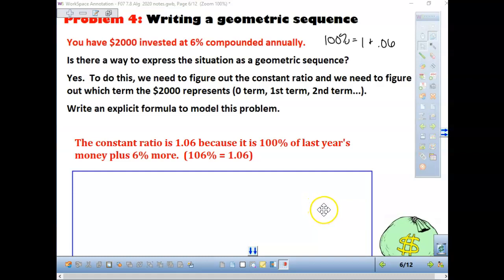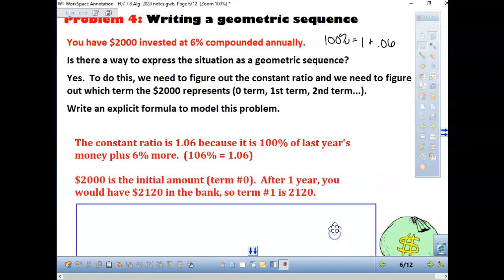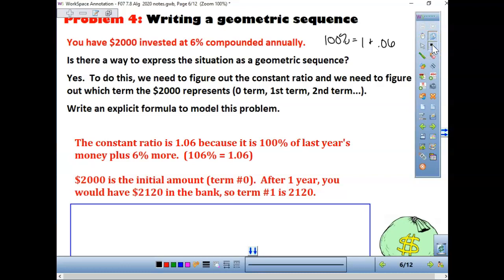So now we are looking at our values, and this is where sometimes it gets a little confusing. 2,000 is our initial, that's our term 0. And after 1 year, you're going to have $2,120. So a lot of times people think that the 2,000 is the term 1. So you just got to be really careful as you are looking at it. The term 1 is going to be after you've multiplied. How we got this value is we took 2,000 times 1.06.